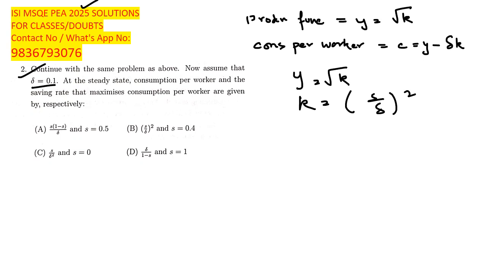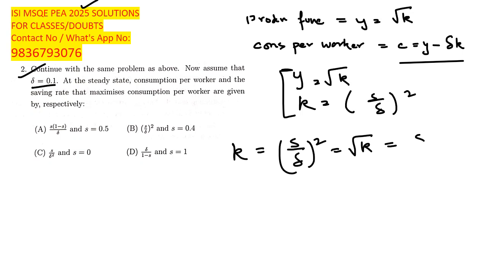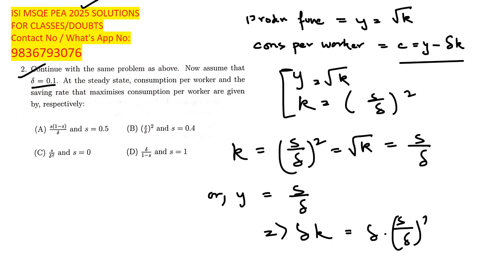So consumption per worker is how much? We will substitute the values. So what do we get? Root over k is s by depreciation, or y is equal to s by depreciation, and depreciation times k is multiplied by s by depreciation square. Okay, so that is equal to s square by depreciation.